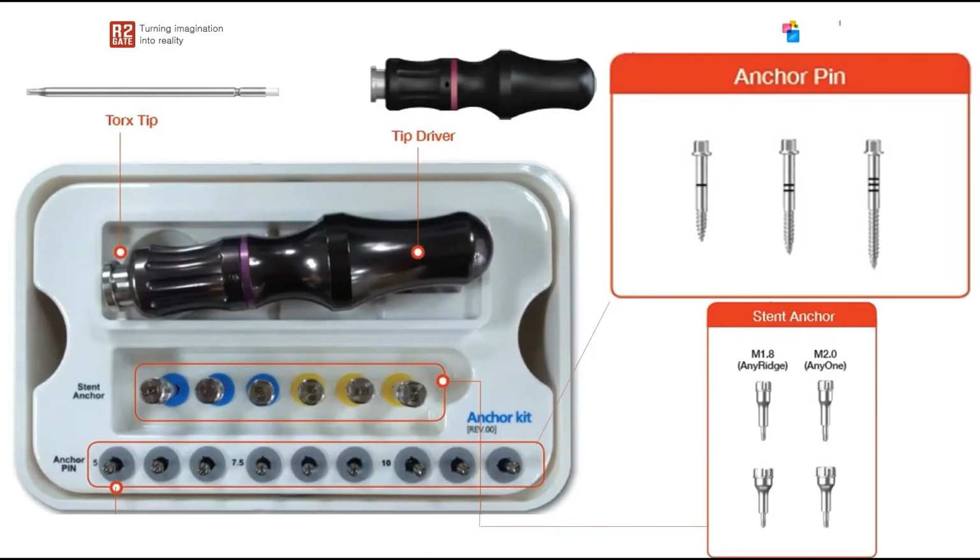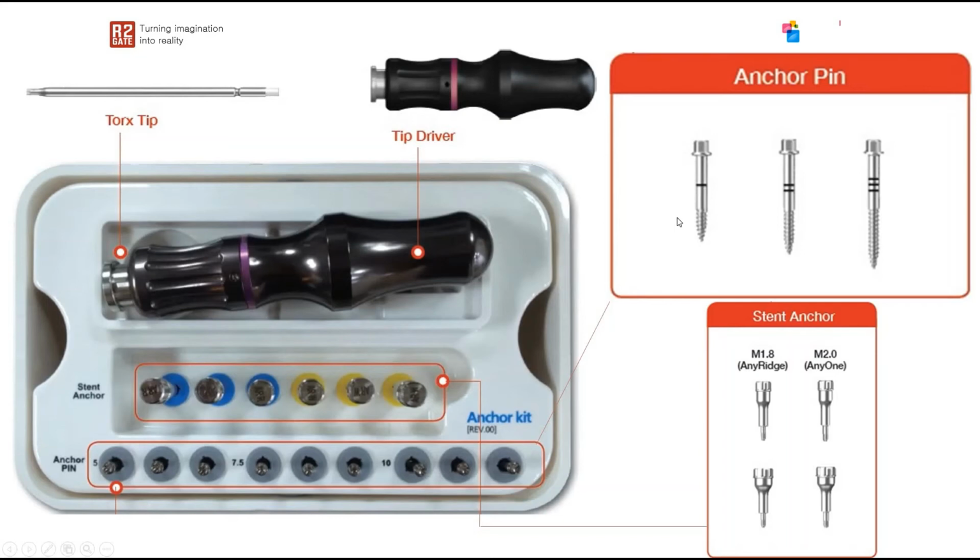Last but not least will be the anchor pin kit. R2GATE offers a full anchor pin kit that is composed of a driver, what we call a stent anchor, and 9 different anchor pins. The anchor pins are a threaded type of anchor pins, and we do not need to use drills to place the anchor pins in position. They're usually placed with the driver. The stent anchors are abutments that are used to stabilize the guide by means of insertion into already placed implants.